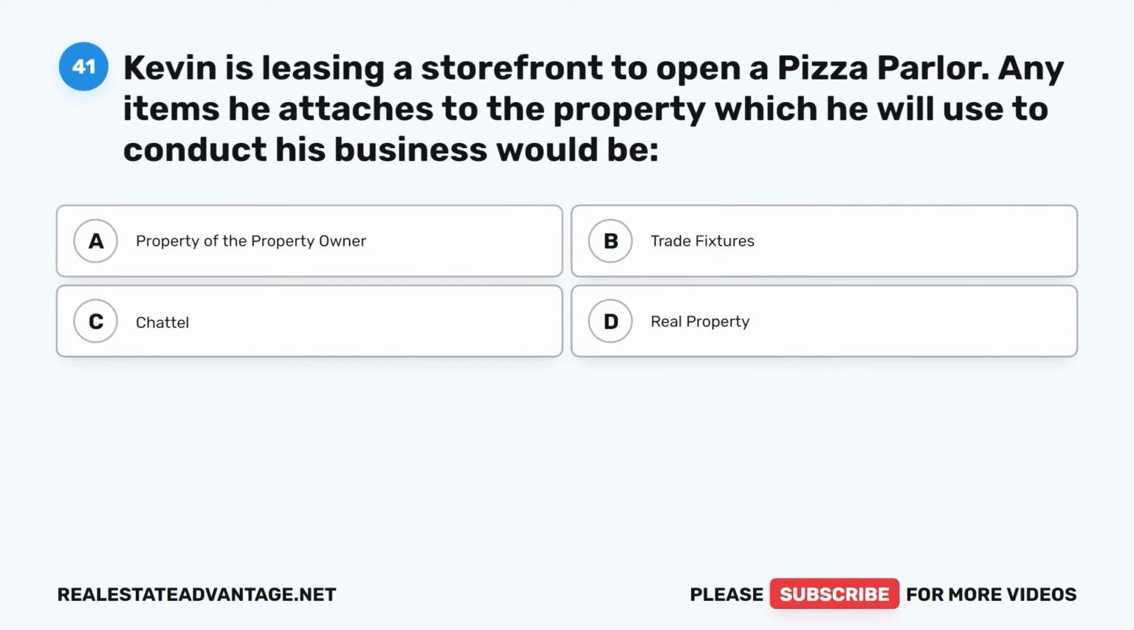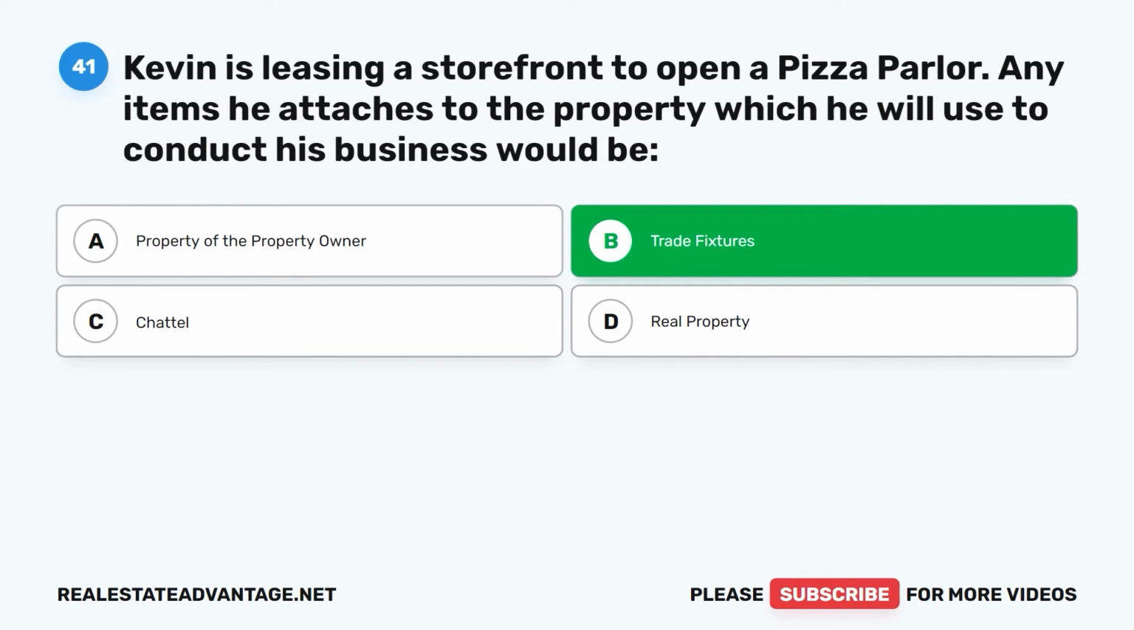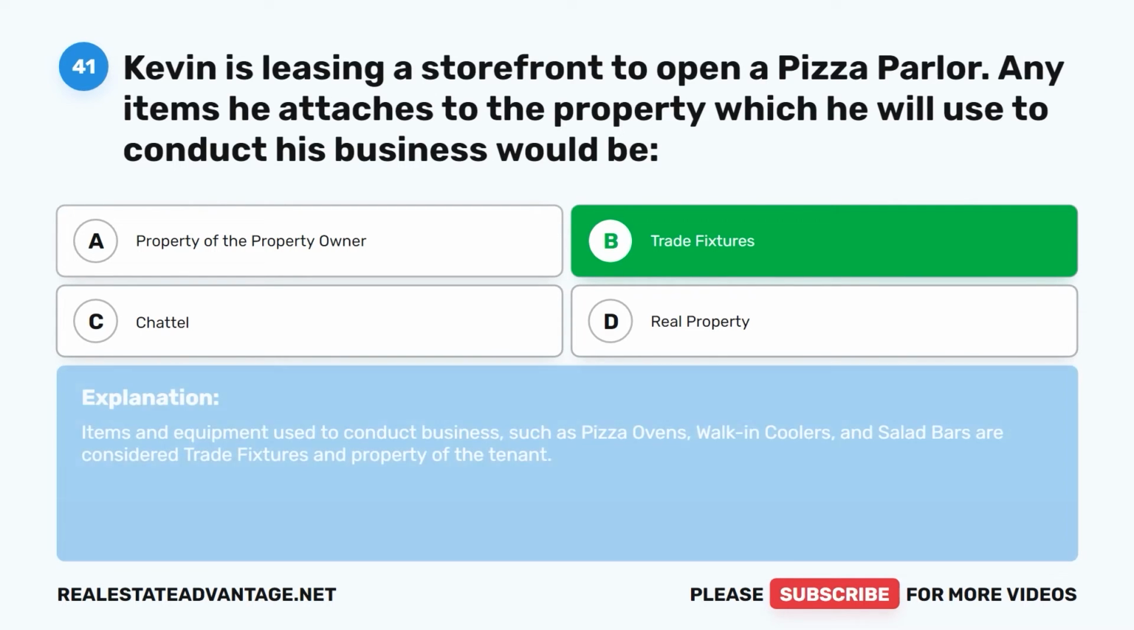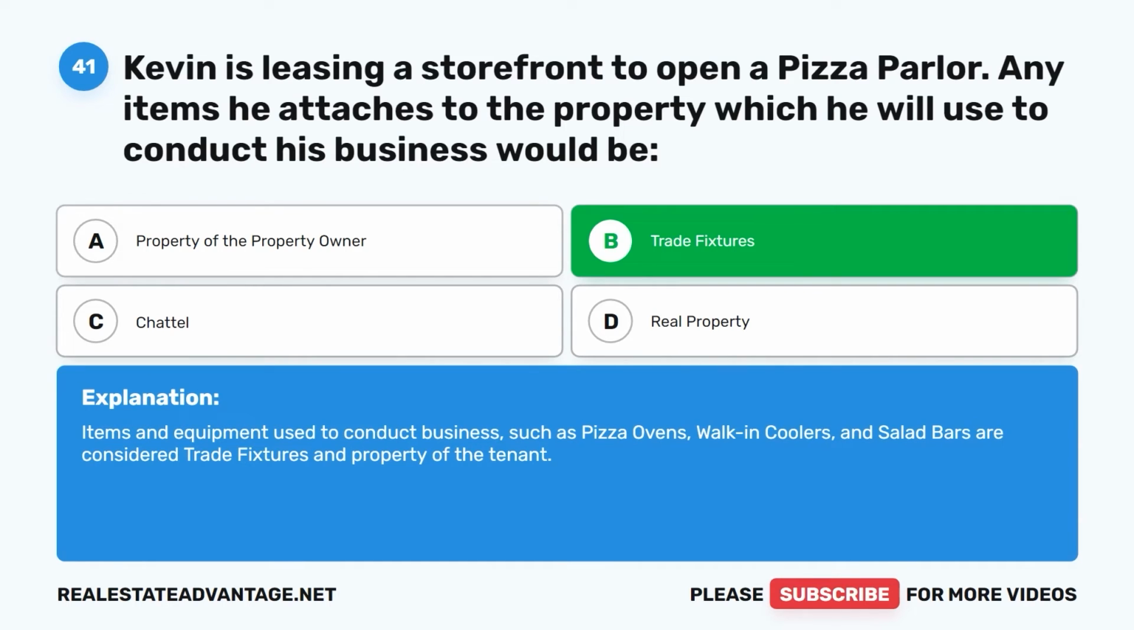Question 41. Kevin is leasing a storefront to open a pizza parlor. Any items he attaches to the property which he will use to conduct his business would be A. property of the property owner, B. trade fixtures, C. chattel, D. real property. The correct answer is B. Trade fixtures. Items and equipment used to conduct business, such as pizza ovens, walk-in coolers, and salad bars, are considered trade fixtures and property of the tenant.